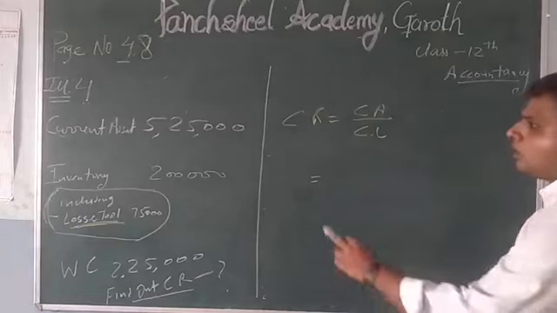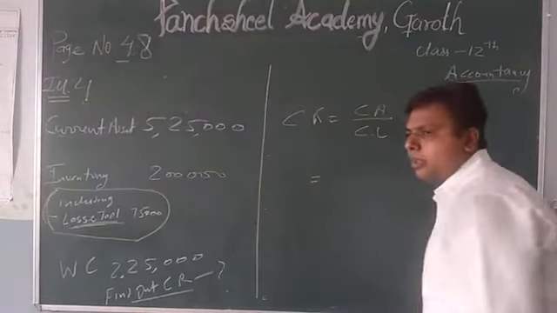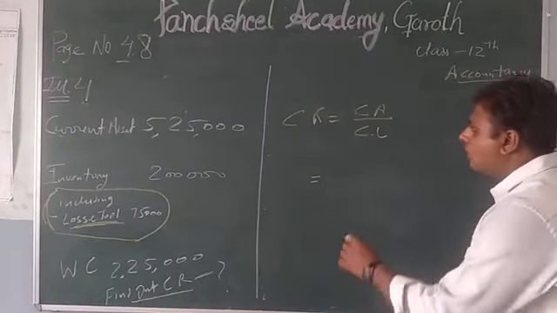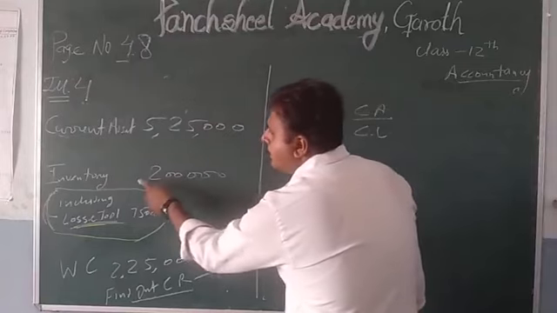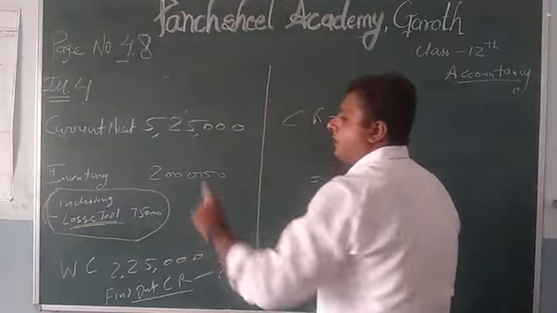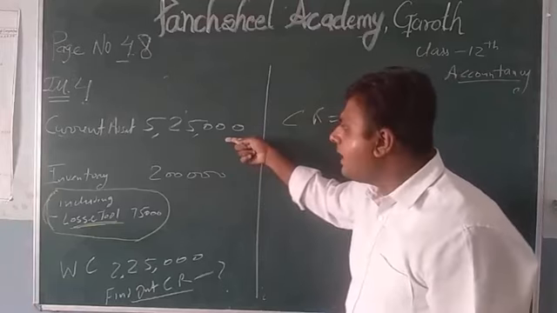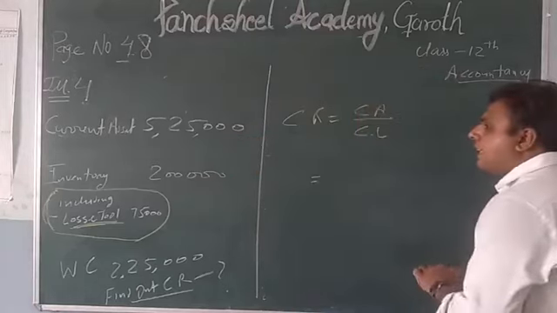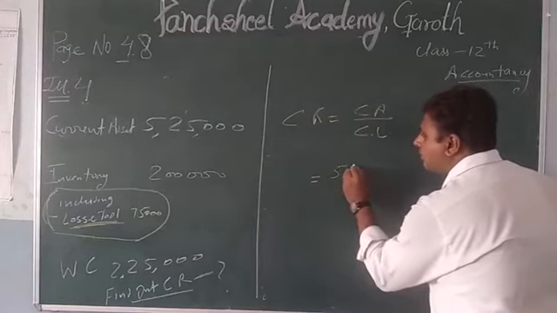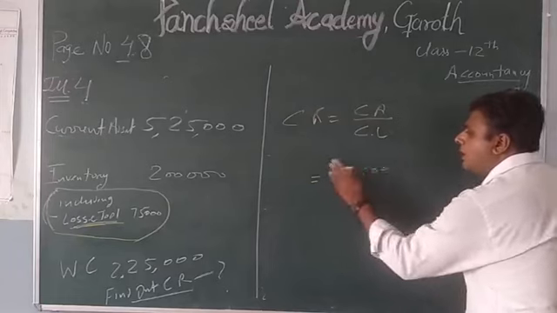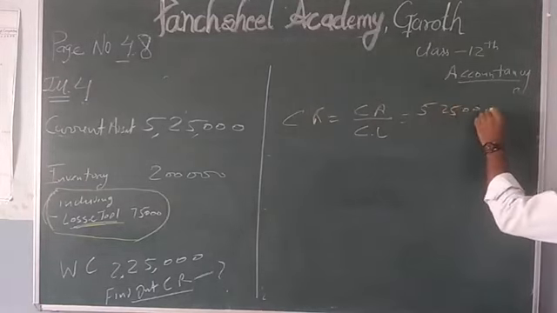Here, current asset is given 5,25,000. In these current assets, inventory is already included. That's why we will not add this inventory again in this current asset. So we will write current asset 5,25,000. Here I am writing it.